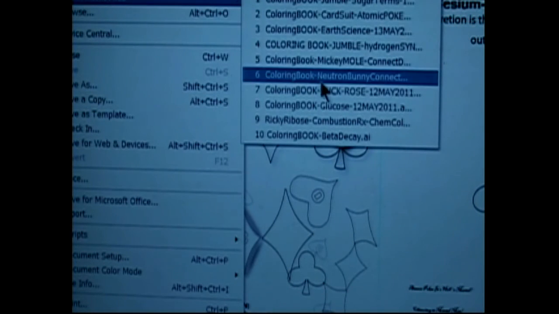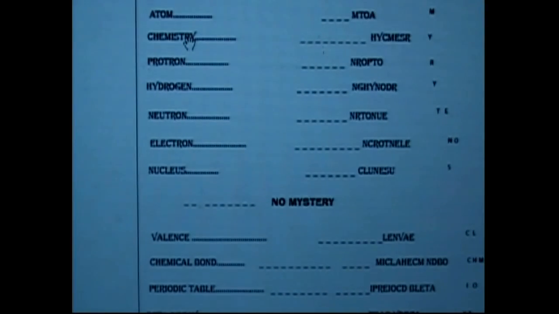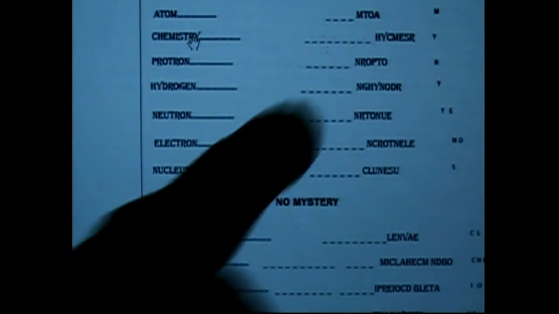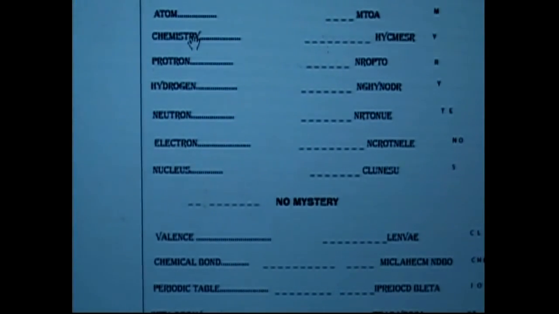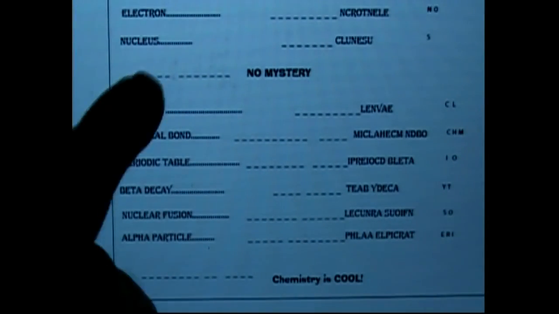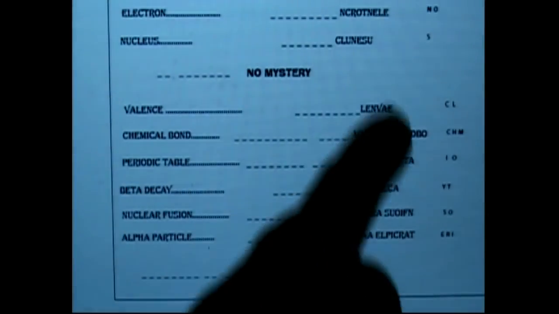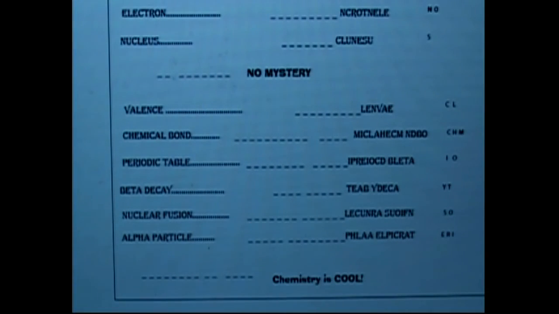Recent files, we've got coloring book. Here's our jumble that we did for hydrogen. So see here we've got all the different terms. They're on one page. And then they'll solve the letters. They'll have circles and they'll go in and say like no mystery or chemistry's radical, chemistry's cool. So see, you take words like valence, chemical bond, periodic table. Over here, they're rearranged in a way that they need to dejumble them.